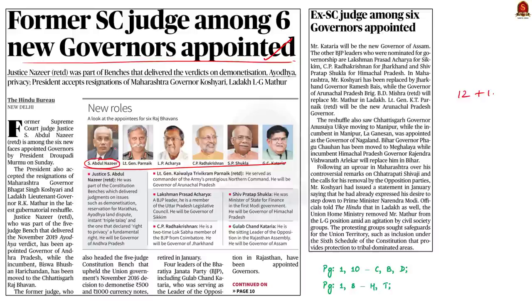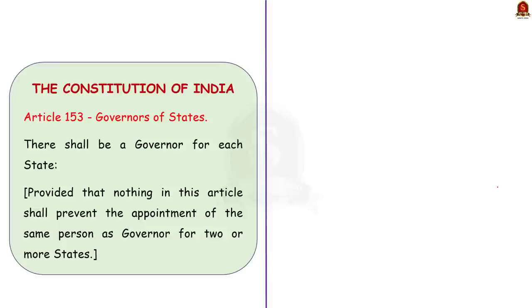In this context, we are going to revise about the appointment of governor in prelims perspective. I have taken this article today because it will be a revision for you. Since prelims is coming nearby, you have to revise all of your static portion. Now, coming to the appointment of governor, first of all, which article in the constitution provides for the office of governor? Yes, it's Article 153. It deals with the office of governor. It says that there shall be a governor for each state. And further, it provides that the same person can be appointed as governor for 2 or more states. So, in the Indian Constitution, Article 153 only provides for the office of governor.